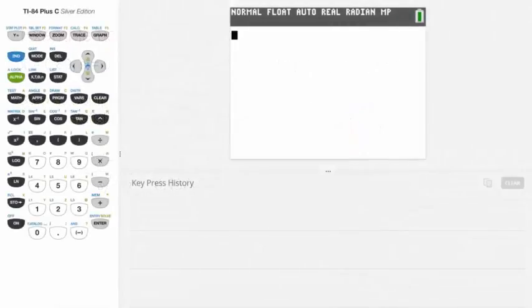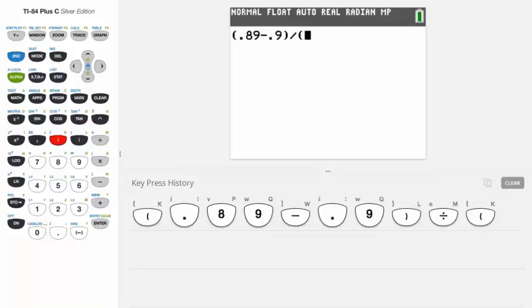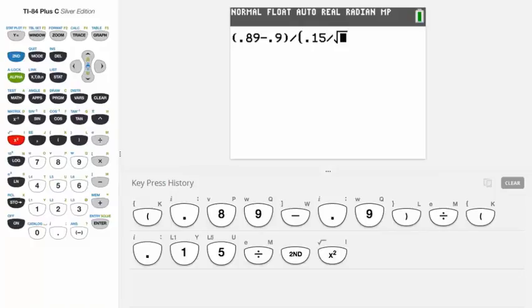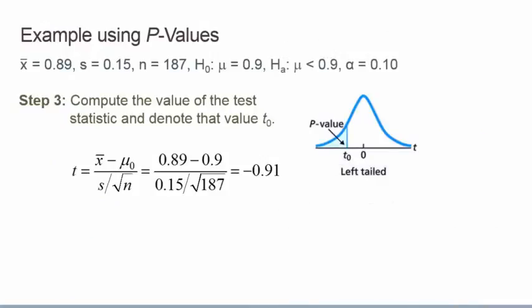Calculating, I start with parentheses, 0.89 minus 0.9, close parenthesis, divided by parenthesis, 0.15, divided by the square root of 187. Closing parenthesis, enter, equals negative 0.91. Rounding to 2 decimal places, T equals negative 0.91. The test statistic is T equals negative 0.91.